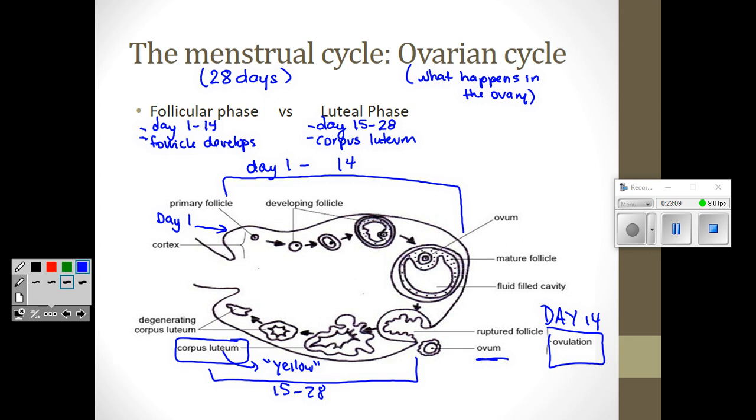Now, like I said before, day 1 to 14, when the follicle is developing, the main hormone that we have here is estrogen. Down here, we have estrogen and progesterone being produced. And that was like what I wrote on the previous slide.